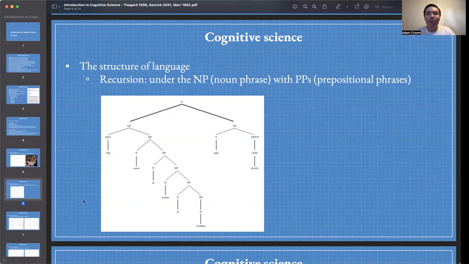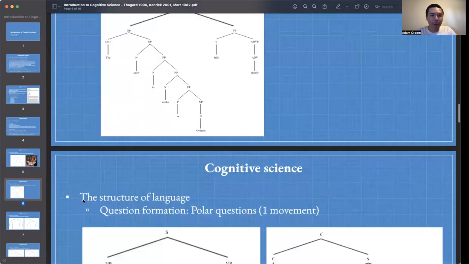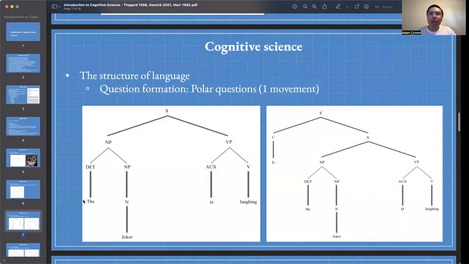All right, as you can tell, I've been watching some Batman. In addition to recursion, one of the key examples that Chomsky points out for the rule-like nature of language is question formation. We have a really cool ability to take declarative sentences, sentences of the form, the Joker was laughing, and form questions from that statement.